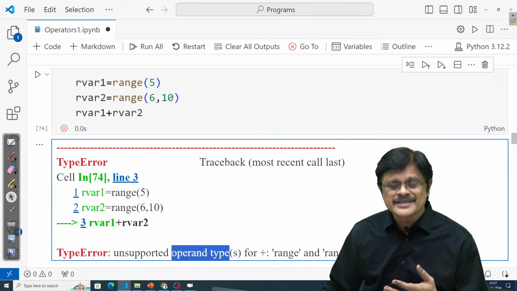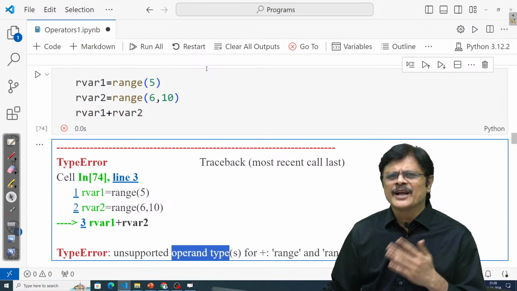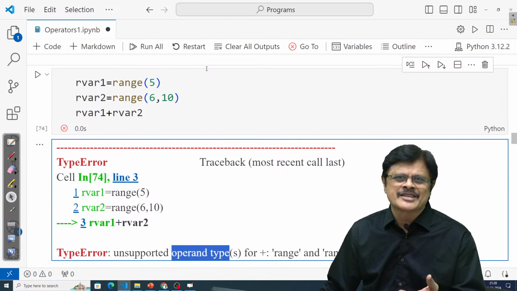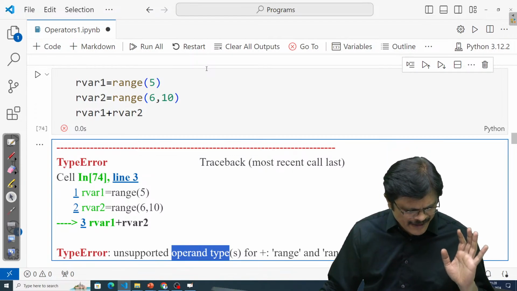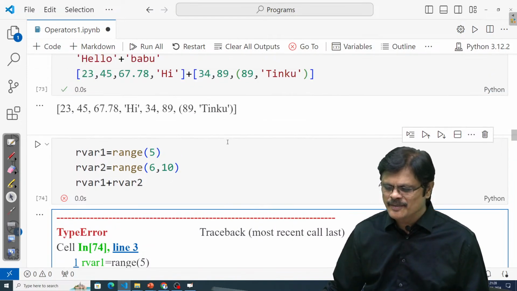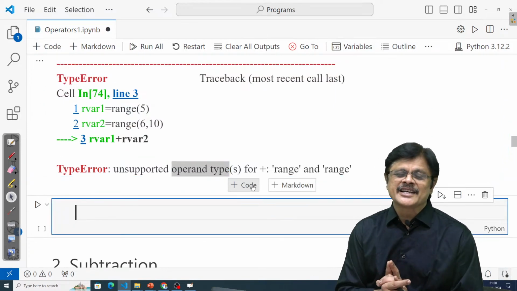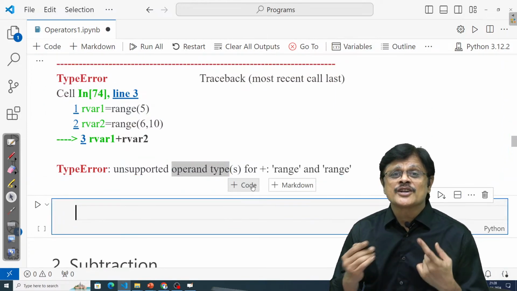Okay, I told you this when I was discussing the range type. So except range type, for all remaining sequence types, you can do concatenation, sir. Please note that. For range, it is not possible. And a very, very important point to be noted is that the concatenation must be between sequences of the same type.